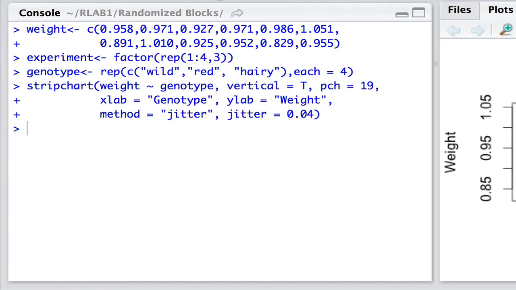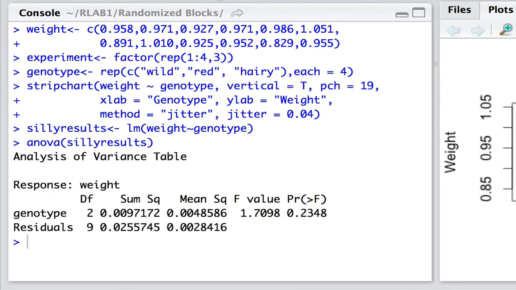Let's begin by doing something that we wouldn't really do normally, but it helps to actually see the power of the randomized block design. So what we're going to do first of all is fit a simple model in which we're examining the relationship between weight and genotype, effectively ignoring the experiment. So this is a one-way analysis of variance because we have a categorical predictor, genotype, and we're interested in its effect on weight. Let's have a look at the breakdown of that one-way analysis of variance.